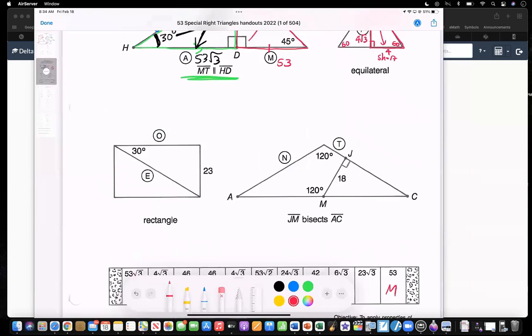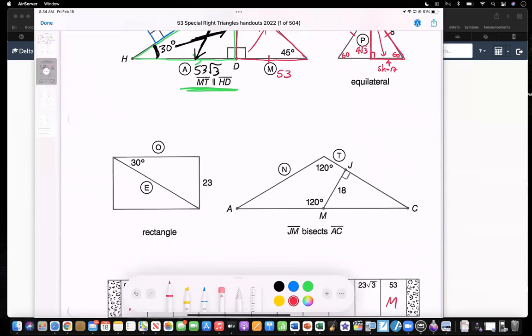Okay, so I'm going to have you finish. I'm going to explain one thing on the last one, but I'll have you finish this as well. This one tells us it's a rectangle. So we could ask ourselves, what do I know about a rectangle, right? So that means we have right angles here. So that'll help you there.